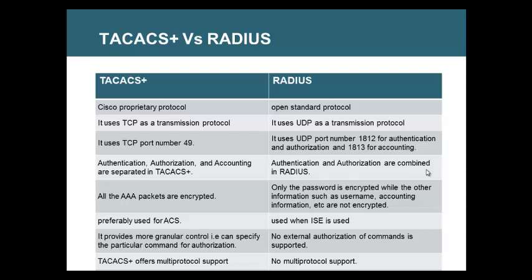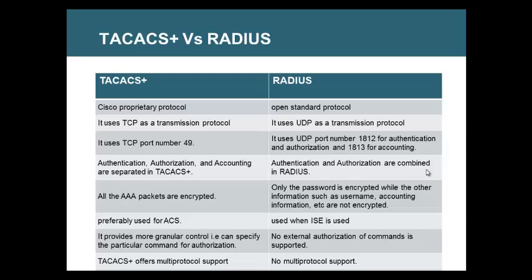1812, 1813. You see, it uses UDP port number 1812 for authentication and authorization. For accounting, there is a separate port number, 1813. Authentication and authorization happen in a combined fashion in RADIUS. RADIUS will do authentication and authorization in one go using port number 1812. For accounting, there is a separate port number 1813. Whereas in TACACS, you see the fourth point, authentication, authorization and accounting are separate, not like RADIUS, where authentication and authorization are combined and done in one go.